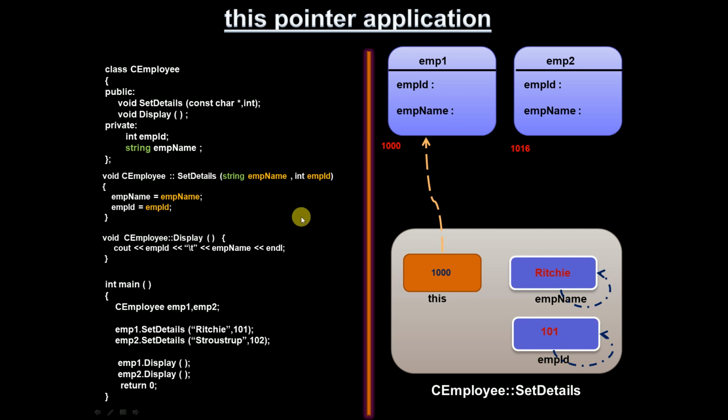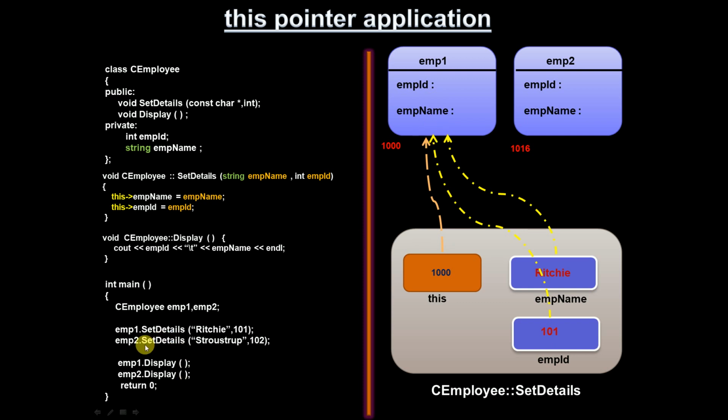So how can we mention that? Just mention like this: this arrow emp name equals to emp name, this arrow emp id equals to emp id. Okay, now what will happen when we are doing this operation? Instead of copying the contents locally, emp name will be copied here, wherever this pointer is pointing, and emp id will be copied to emp id of emp1 where the this pointer is pointing.